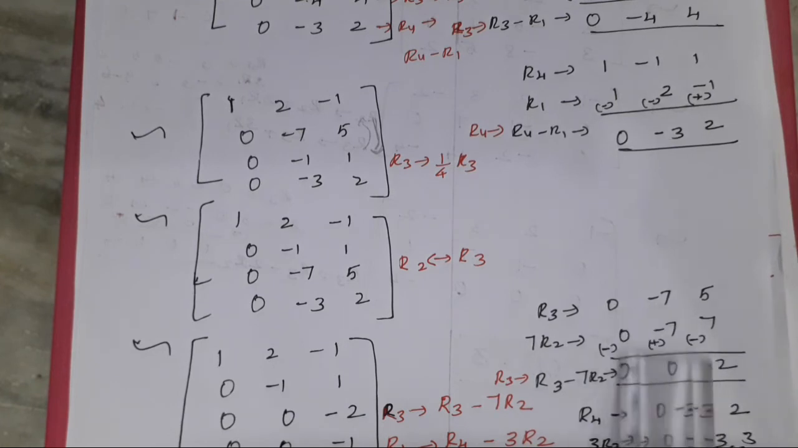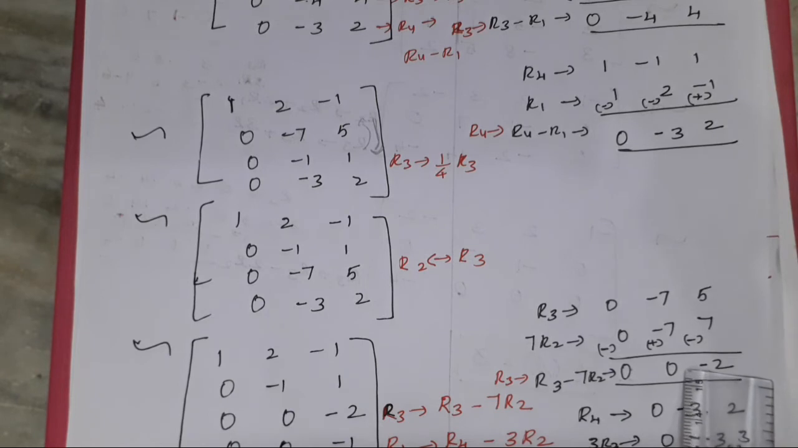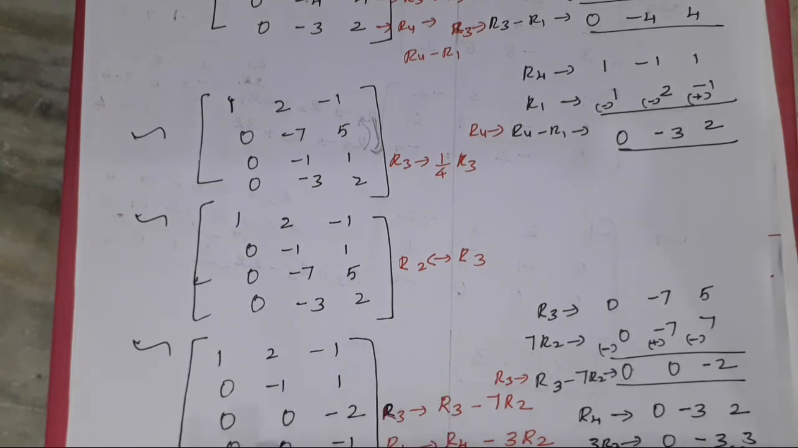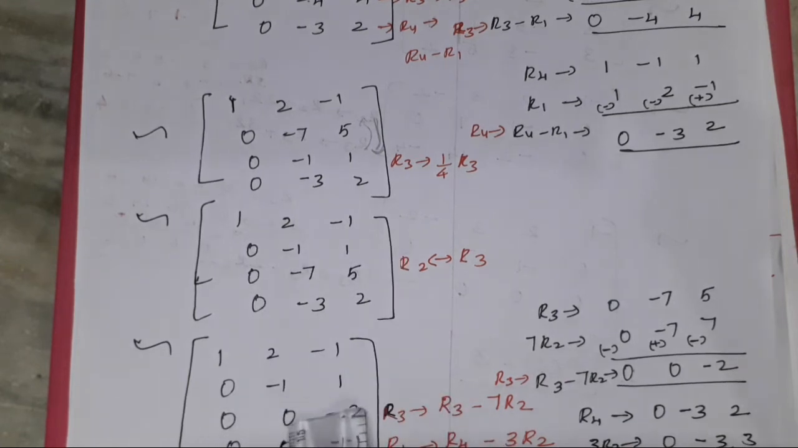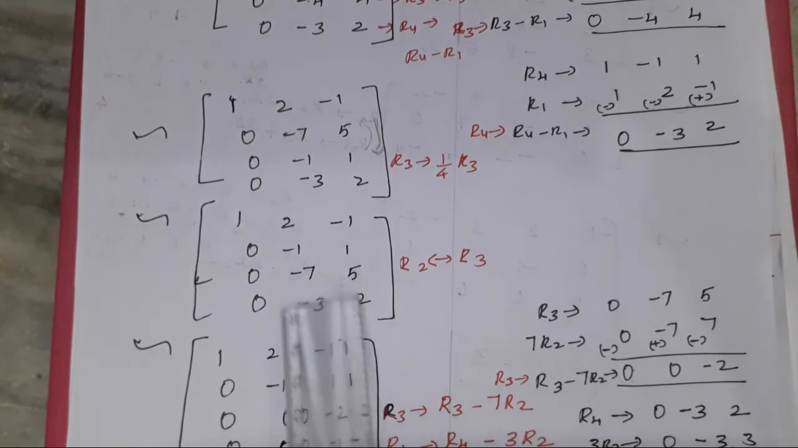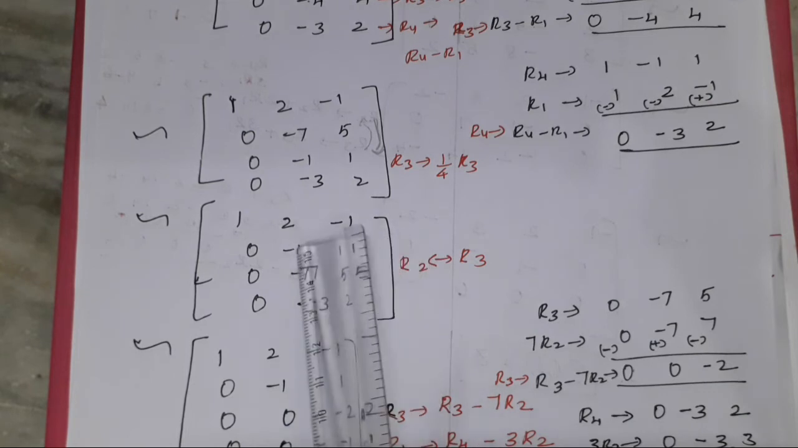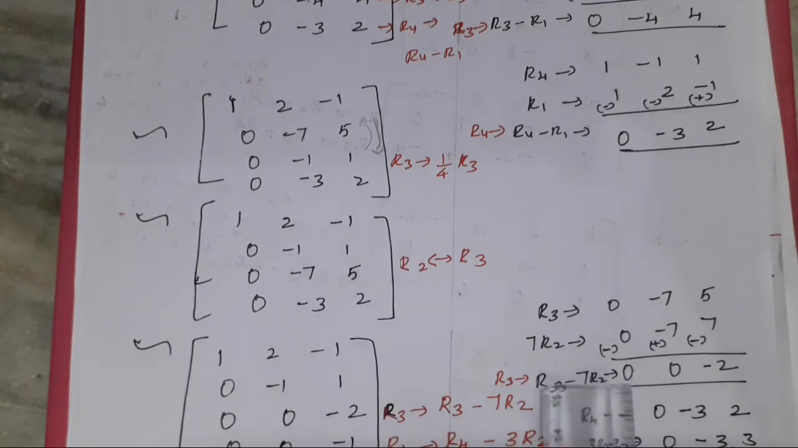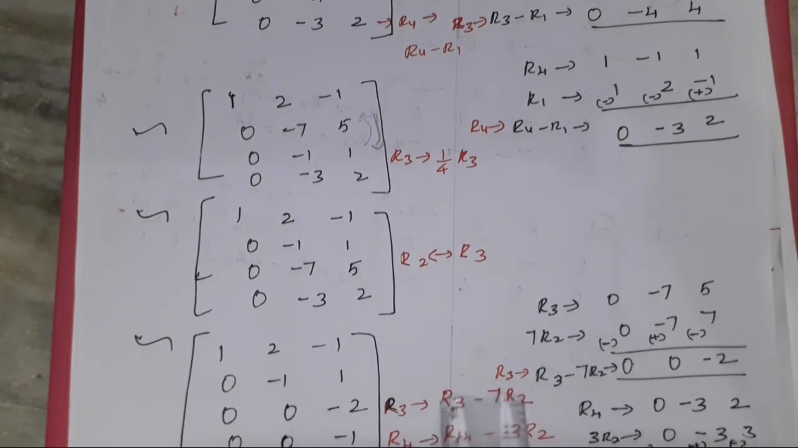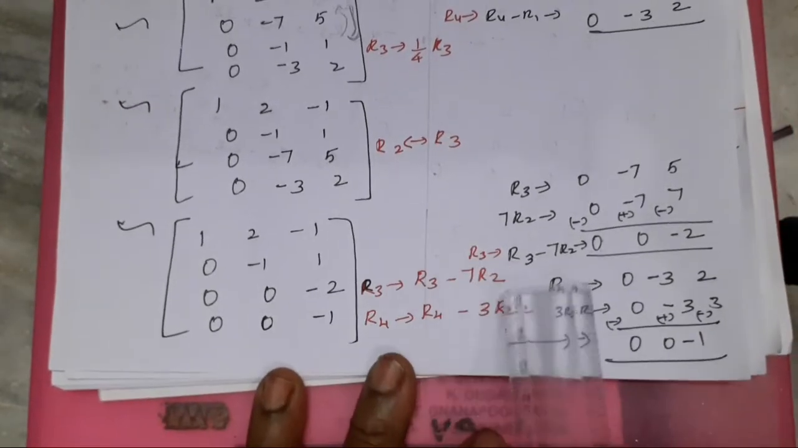What happened? 0 minus 1 plus 1, 0. Minus 7 plus 5 is nothing but what? Minus 2. So what is that? R3 row, what does the R3 row become? 0, 0, minus 2. Our aim is minus 1 becomes 0. So R2 is multiplied with 7, then you subtract: R3 minus 7 R2. This is a very, very important step. R3 minus 7 R2.